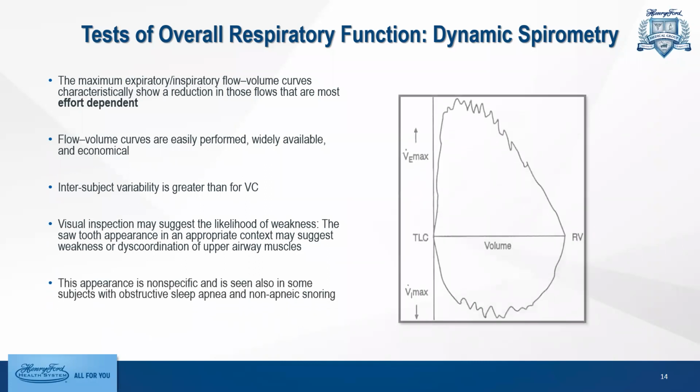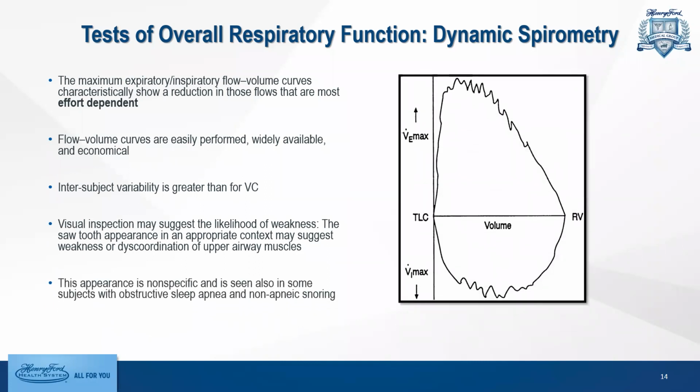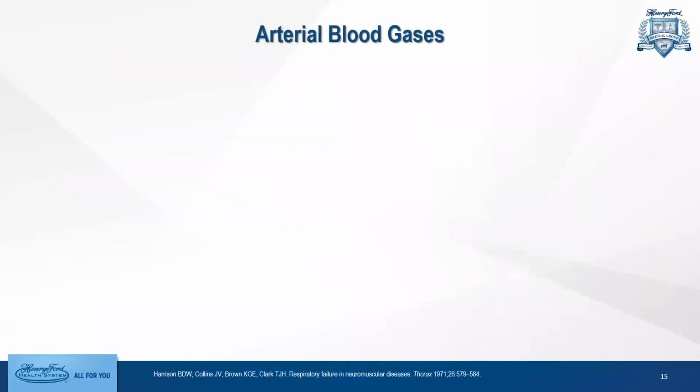And maybe if you look at the flow volume loops, you can hypothesize, if you see certain patterns, what could be the cause for respiratory muscle weakness. For example, a sawtooth pattern can be seen maybe in Parkinson's disease, muscle weakness related to that. But this is also non-specific, and you can see it in obstructive sleep apnea and snoring. So you take it with a grain of salt.